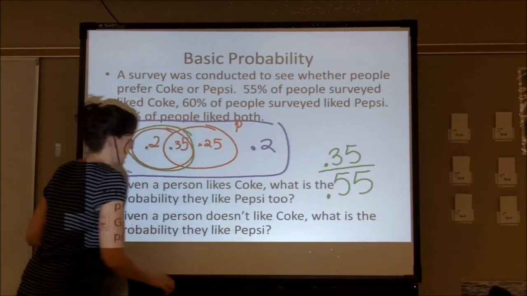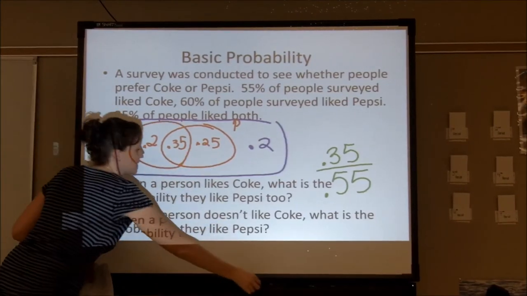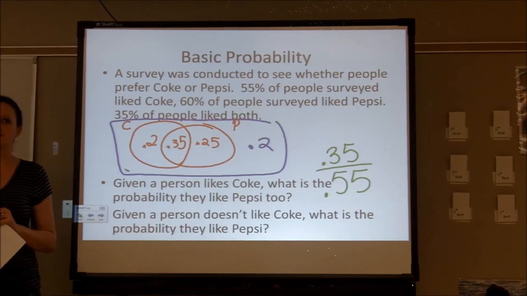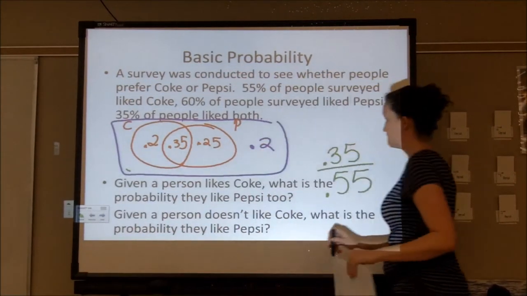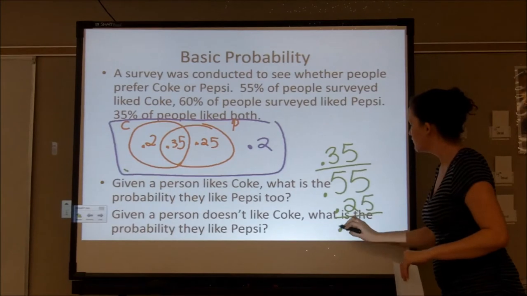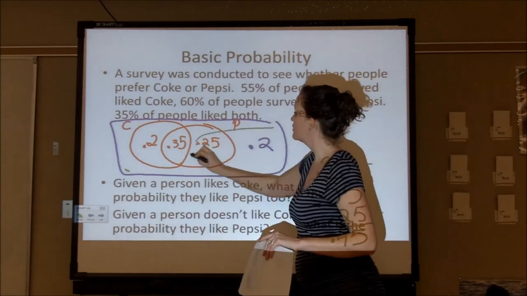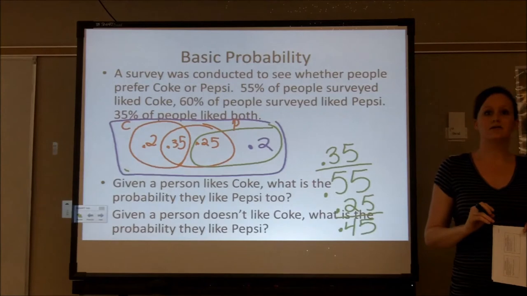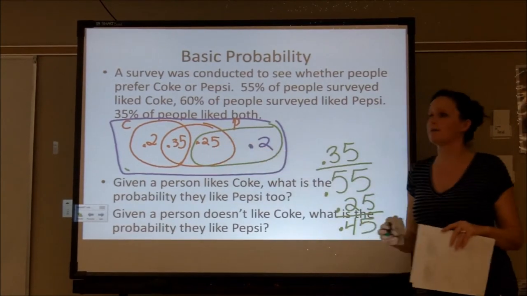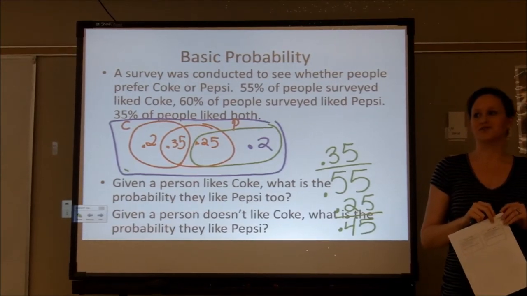Given that a person doesn't like Coke, what is the probability that they like Pepsi? Michaela? 0.25 over 0.45. I think that's right. We agree? Given that they don't like Coke, means that they're here. And of the people here, and the people here are 0.45, 0.25 of them do like Pepsi. Does probability not seem so hard this time around? Good.